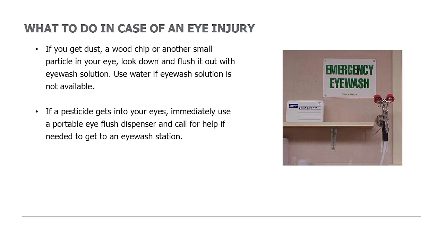You can also use an emergency eye wash station that you see in that picture over here. What that's going to do is, you'll squeeze that little handle on the hose, and those caps are going to get pushed off of the ends there, and that water is going to be shooting out right at about your eye's width. And so you're going to hold that up to your face. And if a pesticide gets in your eye, just immediately use a portable eye flush dispenser and call for help. And call for help if you need to get to an eye wash station.